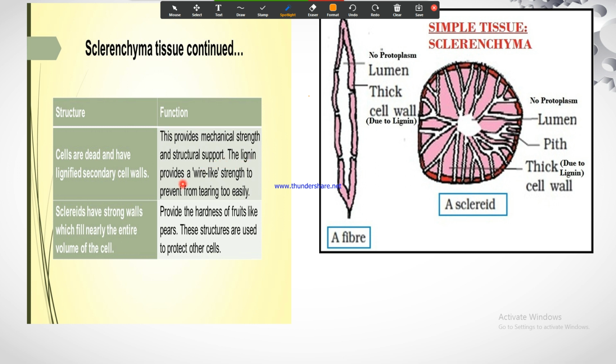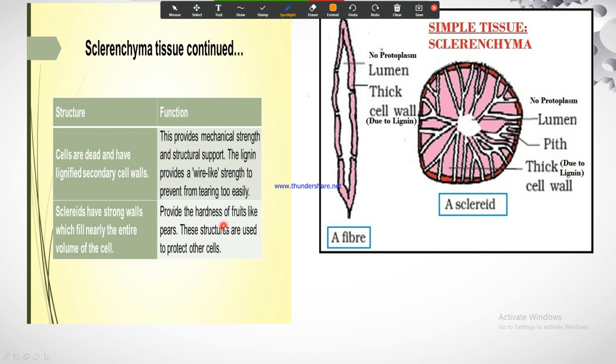The lignin provides a wire-like strength to prevent tearing too easily. Think of the coconut husk, how hard it is to remove. Same way, if you don't soak almonds, peeling the outer covering of these nuts is also very difficult. When does it become easy? When you soak them, right? So generally it's difficult to peel. Why is it difficult? Because of the lignin presence.